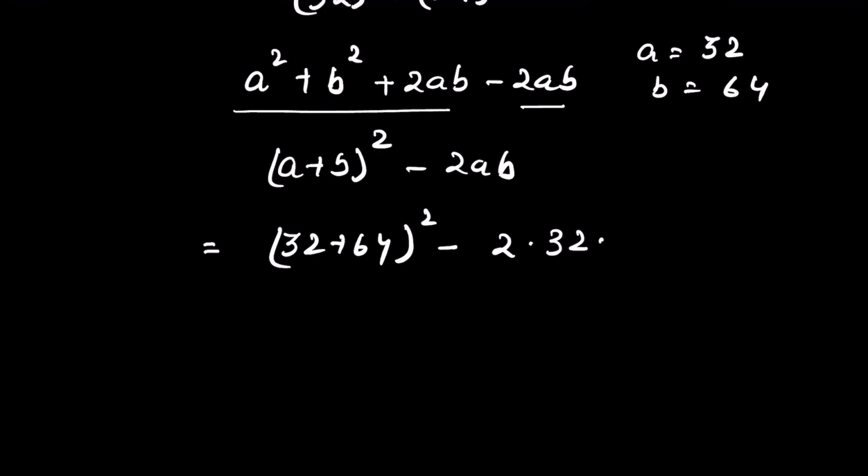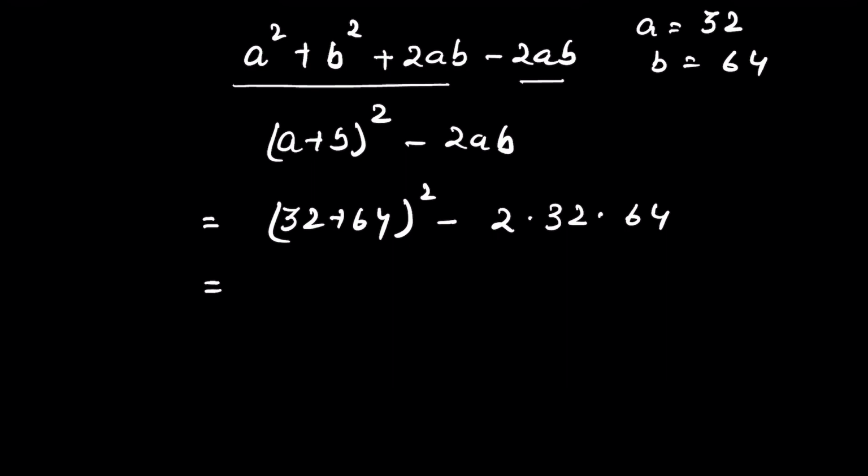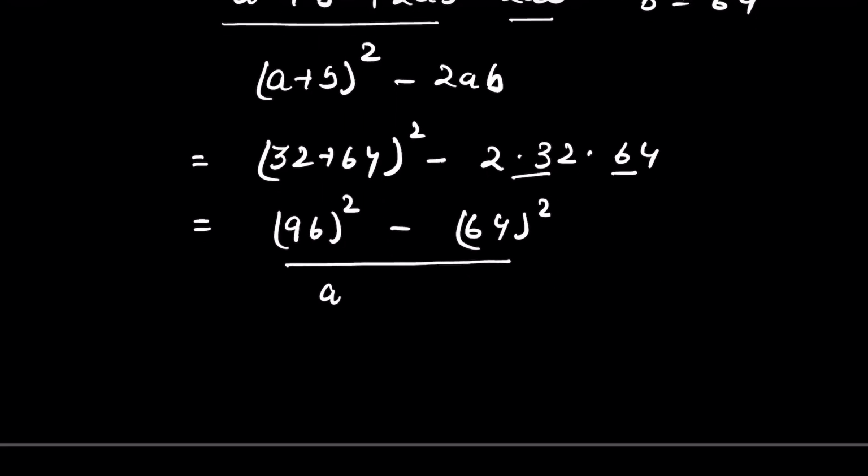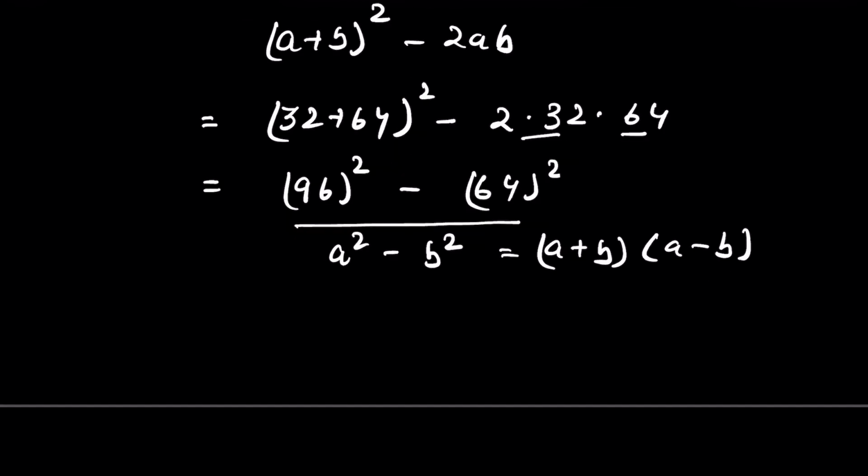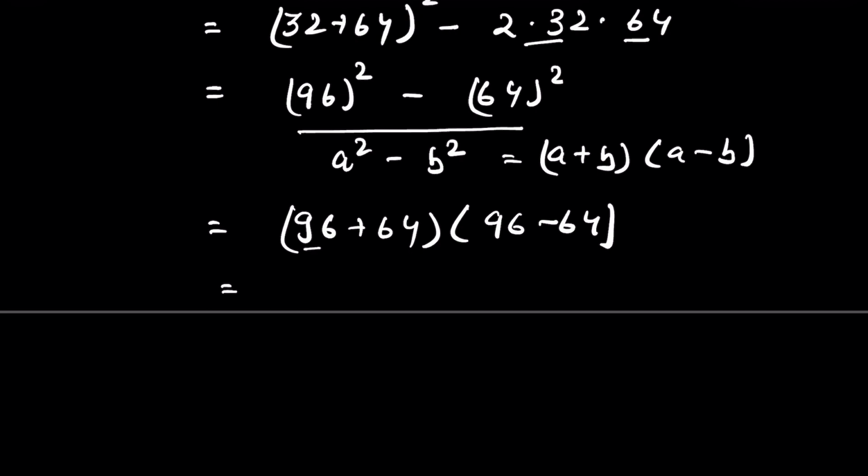Here ab is 32 into 64. 32 plus 64 is 96, so 96 square. 2 times 32 is 64, so this is 64 times 64. So this is 64 square. Now again this is in the form of a square minus b square, which is equal to a plus b times a minus b. So this is 96 plus 64 times 96 minus 64, where 96 plus 64 is 160 and 96 minus 64 is 32. Now 32 times 16 is equal to 512 and you write 0. So 5120 is your answer.